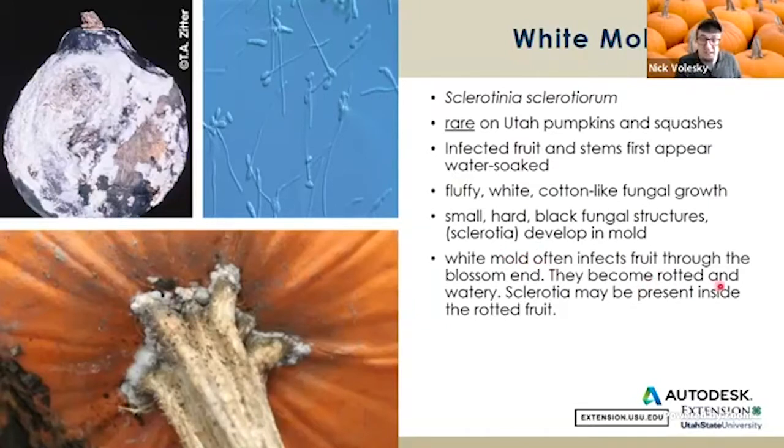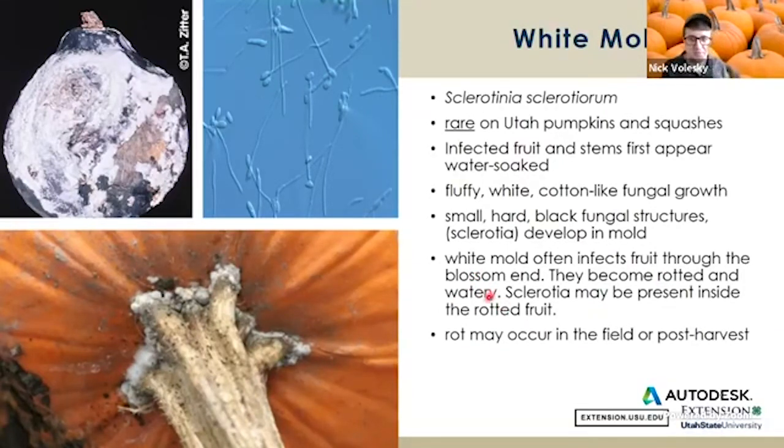White mold often infects fruit through the blossom end. And they become rotted and watery. Sclerotia may be present inside the rotted fruit as well. So that's definitely not something you want to deal with on your plants.